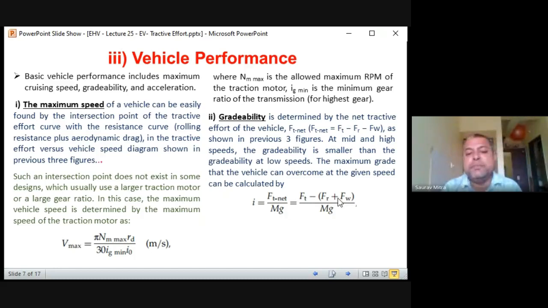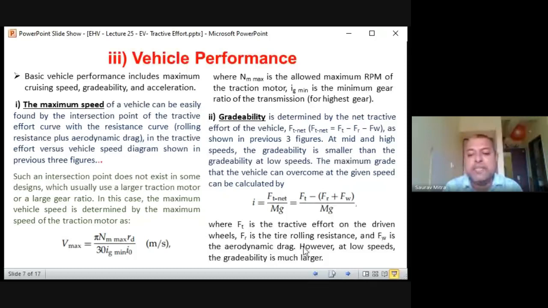Okay, so this is given by F_t net by m into g. So m is the mass, g is 9.81, that value we know. So this is F_t minus F_r plus F_w. So this is F_t net by mg, and here F_t is the tractive effort of the driven wheels, F_r is the tire rolling resistance, F_w is the aerodynamic drag. All those things we know.